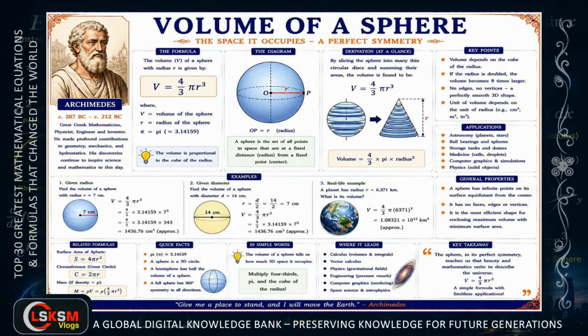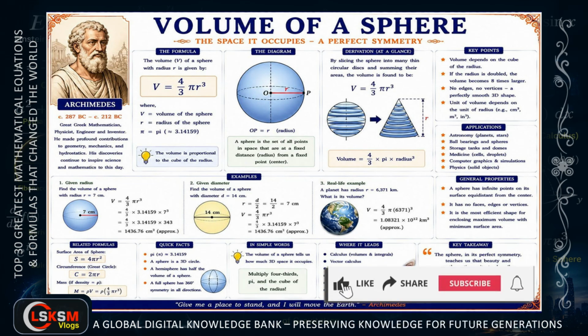Six. Volume of a sphere. Person: Archimedes, 287 BC to 212 BC. This formula calculates the space enclosed within a sphere. It has important applications in physics, astronomy, and engineering.